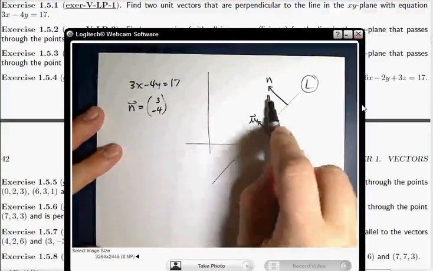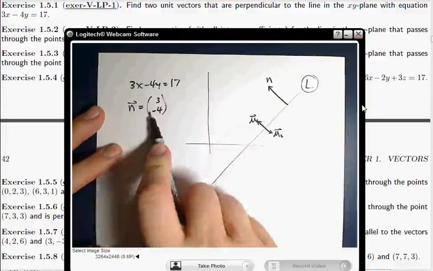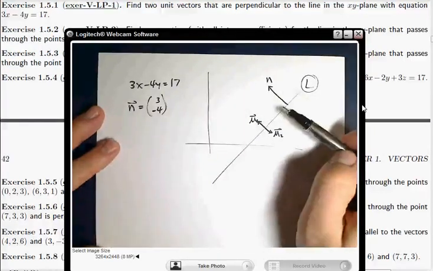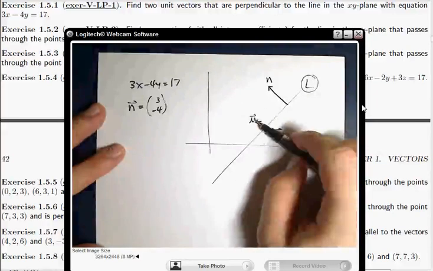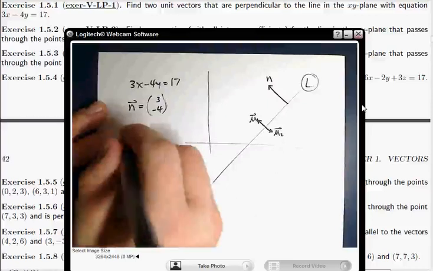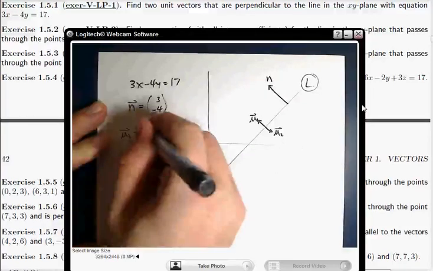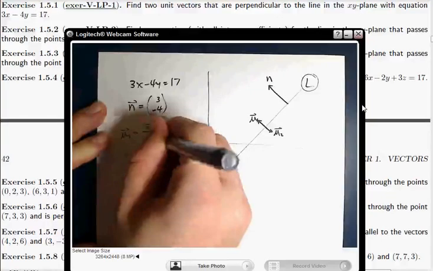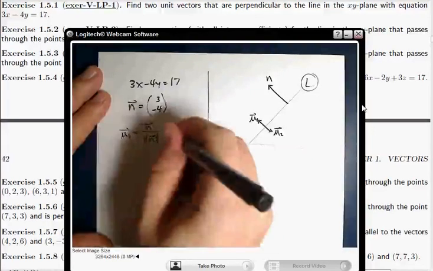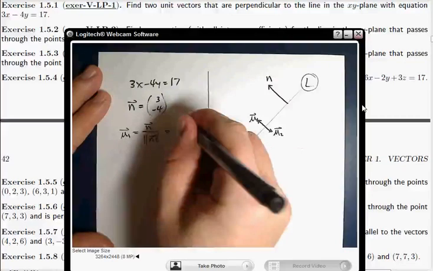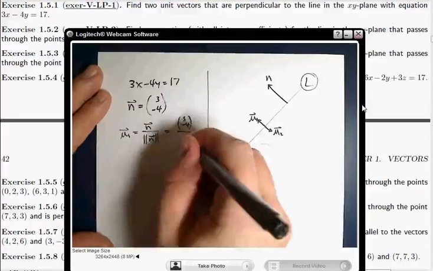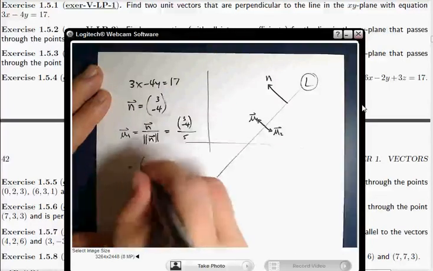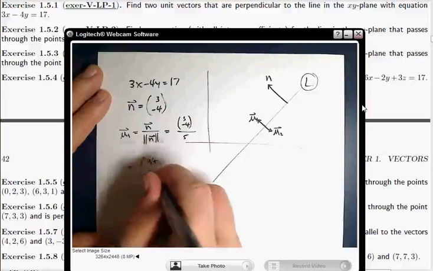Well, good news. U1 points in the exact same direction as N, and I know N. Earlier in chapter 1, we have a formula for how to find a unit vector pointing in the same direction as a given vector. So U1 is just N divided by the length of N. This is a really cool construction, and it's easily computable. The length of (3, -4) is 5, so I get that divided by 5, which is (3/5, -4/5).